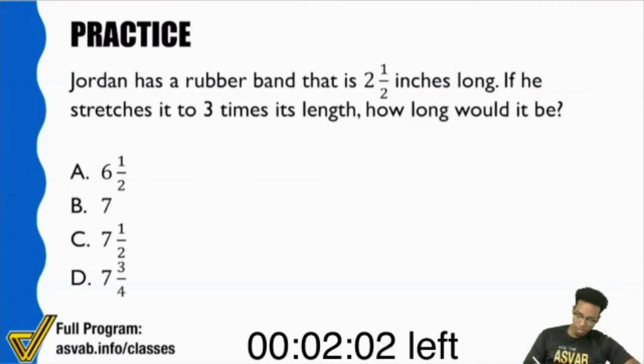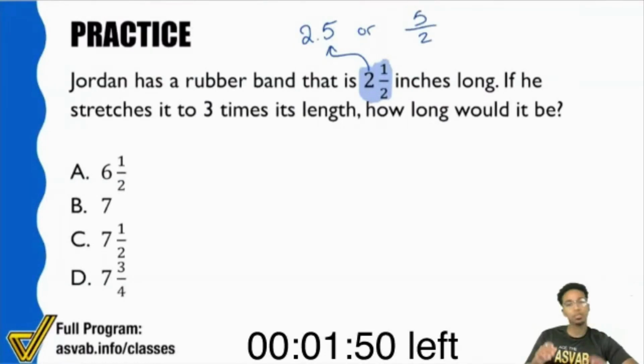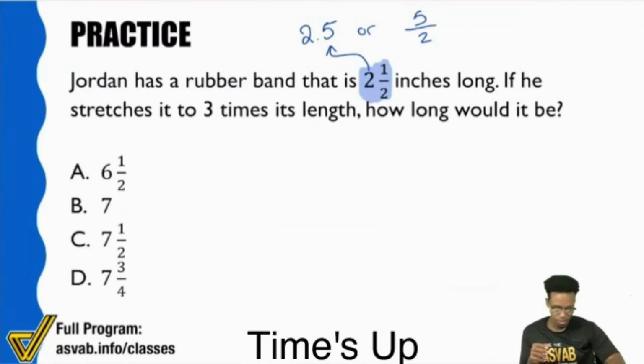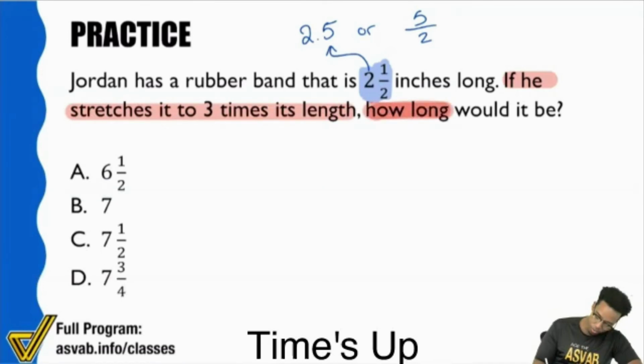Just to make life easy for us here, I'm going to write this as 2.5. Or you can also write this as 5 over 2. So I gave it to you as a mixed number, improper fraction, and a decimal, whichever one you want to use. We're talking about some object here. If he stretches it to 3 times its length, how long would it be? Okay, so we're looking for the length.